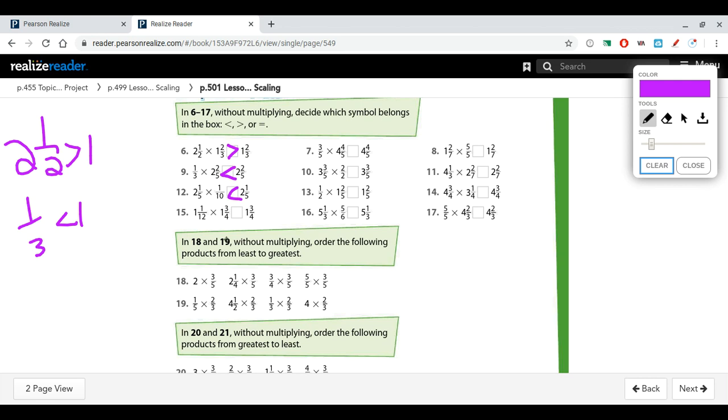1 and 1/12 times 1 and 3/4, and I want to see if my product is going to be greater than or less than 1 and 3/4. Well, 1 and 1/12 is greater than 1, so my answer is going to be greater than 1 and 3/4.